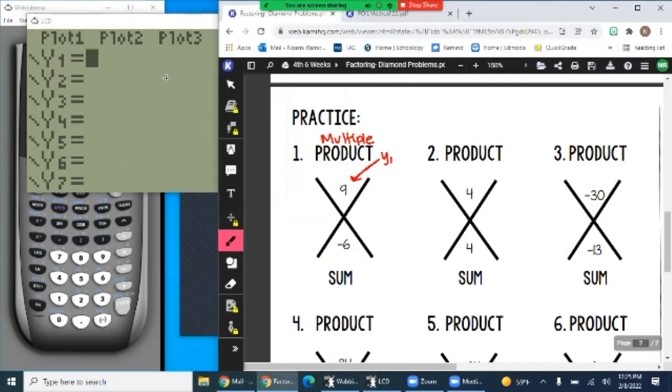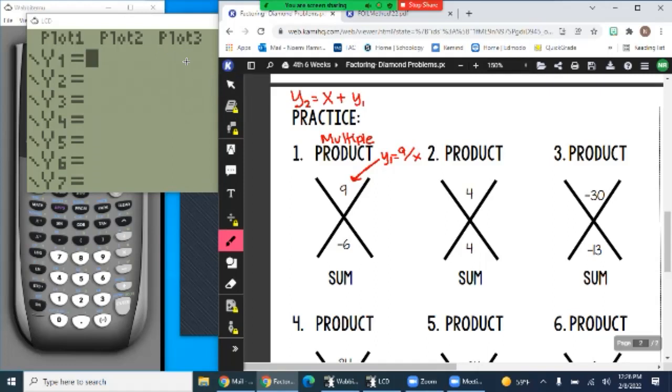So in y1, everybody see that little 1 right here next to the y? In y1, you're going to put the number, which in this case is 9 divided by x. Now, it could be 9 divided by x. It could be 4. It could be negative 30, negative 84, whatever number divided by x. Okay. Now in y2, I'm going to write that above where it says practice because that one is never going to change. It doesn't matter what number you're looking for. Y2 will always, always, always be x plus y1.